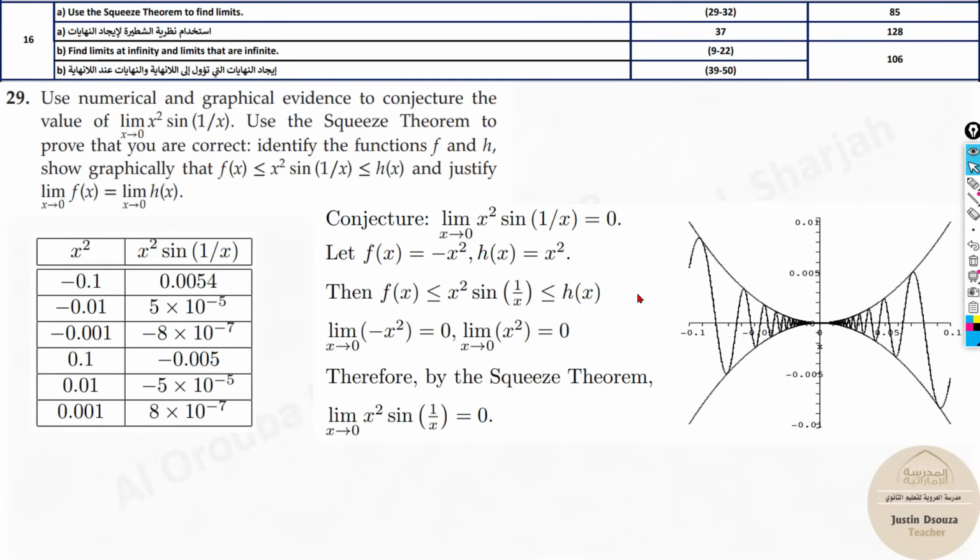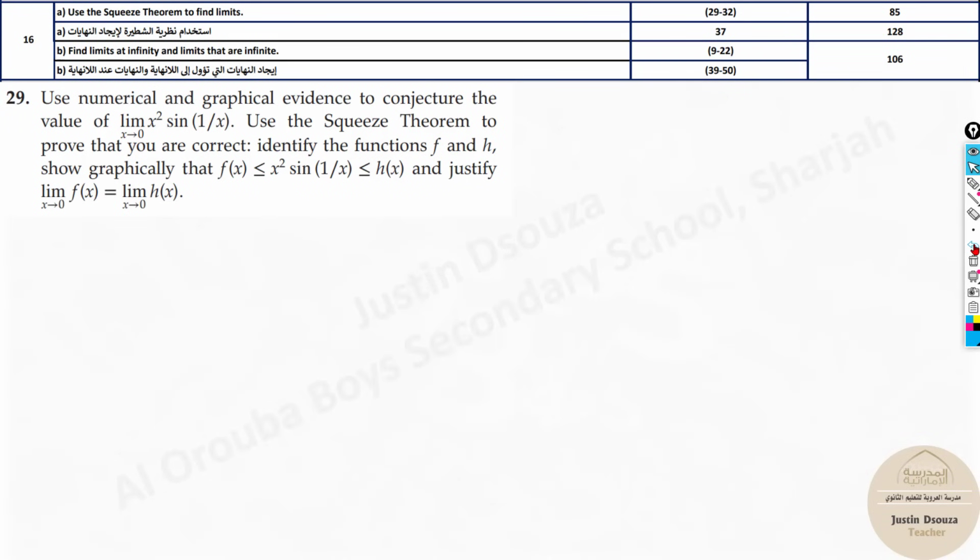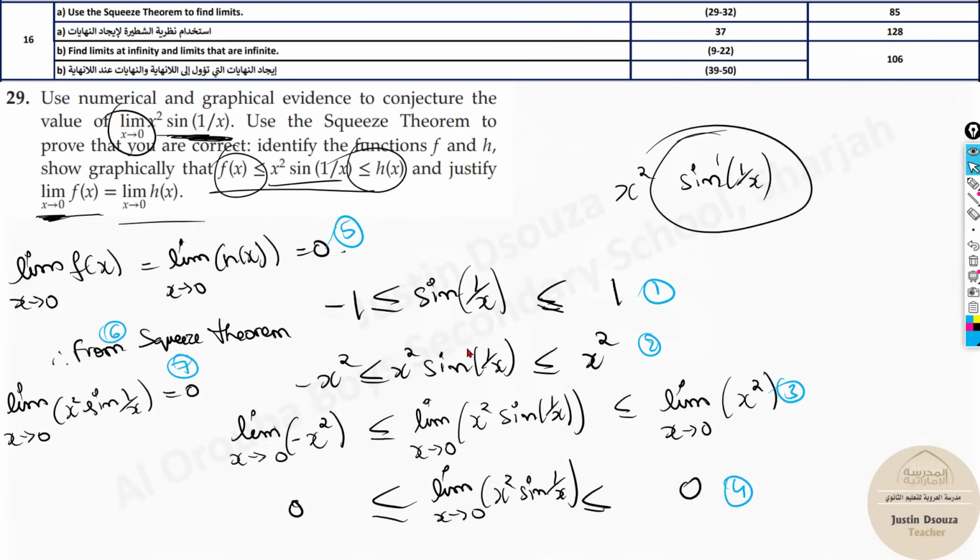Now here they have not done much. They have directly given you the answers, in the sense they have just told this is x squared. Why? Let f of x be minus x squared. Why do you get that? It's not clearly mentioned. They have just told, okay, from squeeze theorem, this is the thing. So that's why please follow this. Why are we getting minus x squared and x squared?